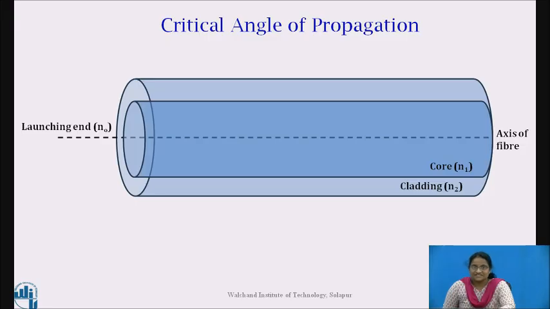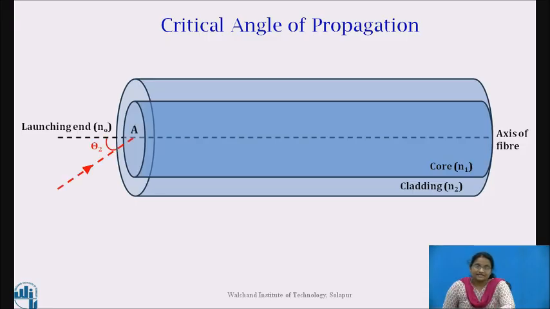In this step index fiber, the refractive index of core is N1 and that of cladding is N2. For total internal reflection to occur, core index is greater than cladding index. So we will here consider two rays entering the fiber at two different angles of incidence. Let us go for the first case.